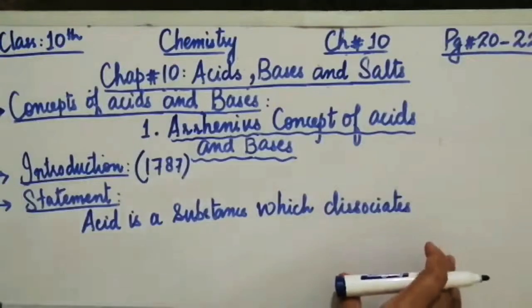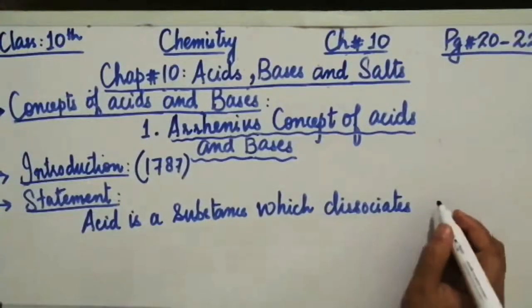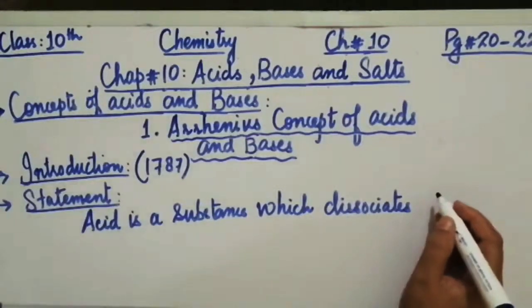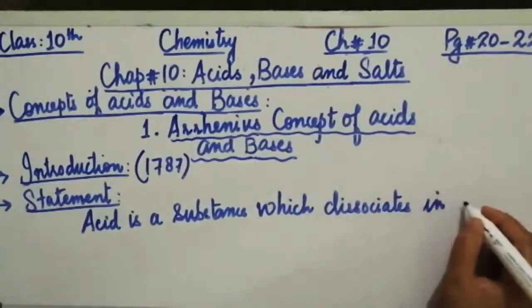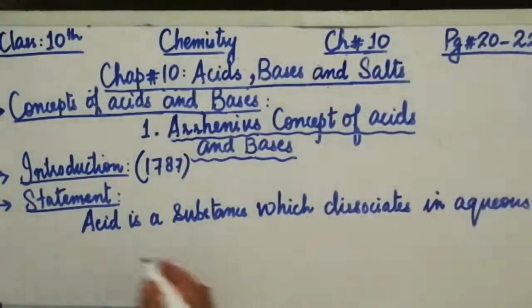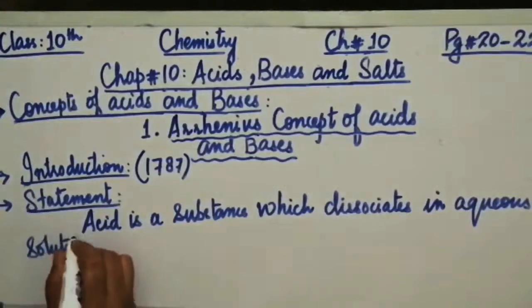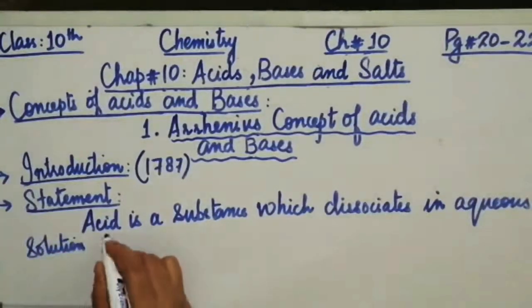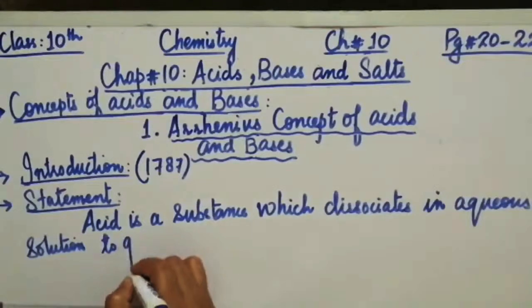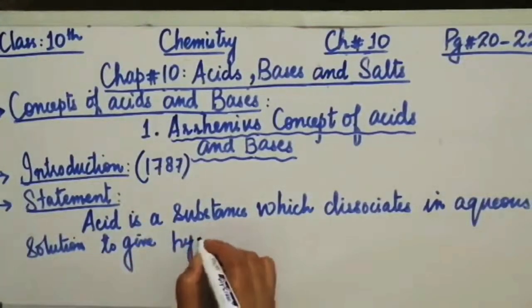So an acid is a substance which dissociates in aqueous solution. What is the meaning of aqueous solution? Watery solution. Aqueous solution means watery solution. To give or produce hydrogen ions.